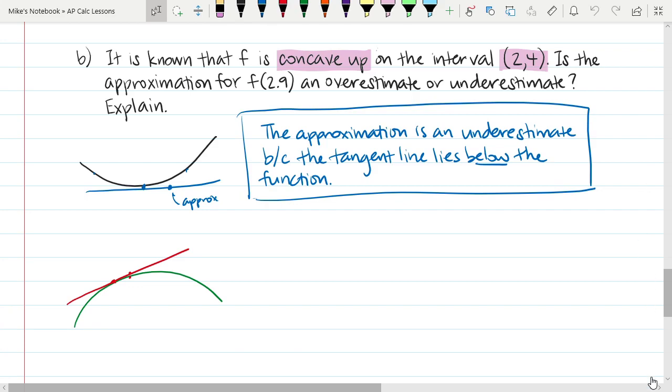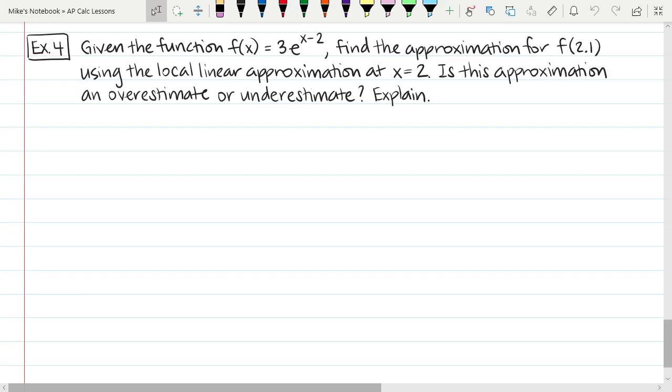Okay, so now let's wrap this up with one last example. Given the function f of x equals 3e to the x minus 2, find the approximation for f of 2.1 using the local linear approximation at x equals 2. And then is this approximation an overestimate or an underestimate? Explain. Okay, so again, we're still being asked to approximate using linear approximation, so I still need to know the same two things. I need to know what is my slope and what is my point.